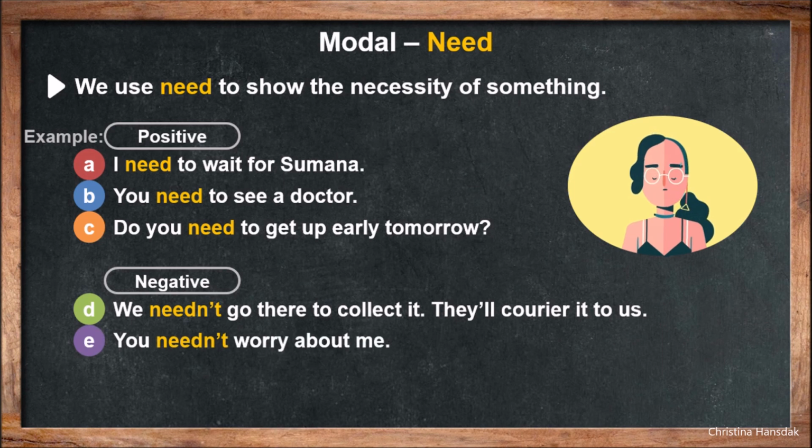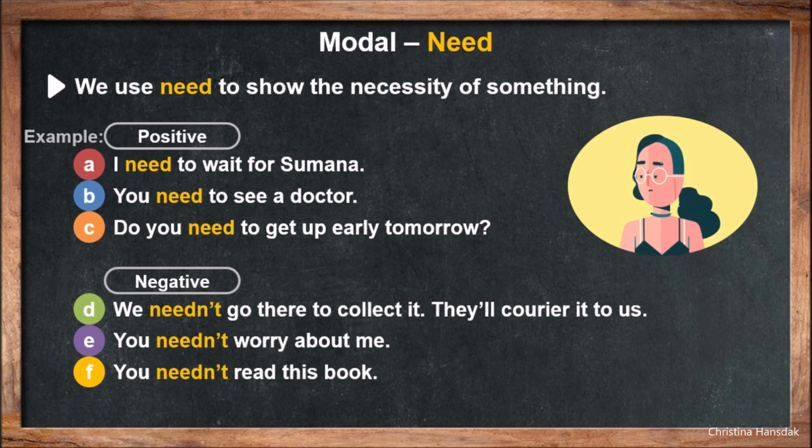Sentence number E. You needn't worry about me. Sentence number F. You needn't read this book. Students, the upper three sentences are in the positive forms and the remaining three sentences are in the negative forms.